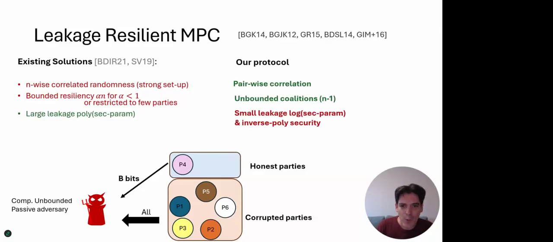Now in this work, we show that you can overcome some of these limitations. For example, to begin with, we show that this is indeed possible only with pairwise correlations, like OT correlations. We can achieve security against unbounded collusions, so even if the adversary corrupts everyone except for one party, the protocol is secure. But we pay for both features by only allowing a relatively small amount of leakage, so the leakage is only logarithmic in the security parameter, and as I already mentioned, we have inverse polynomial security error.